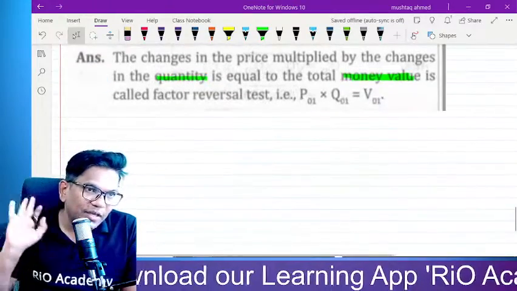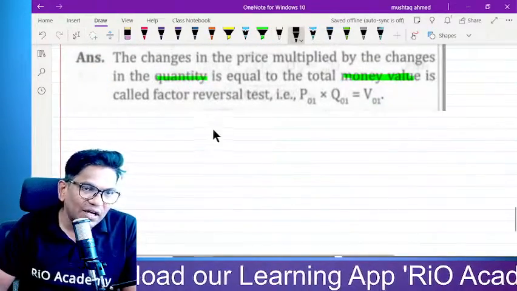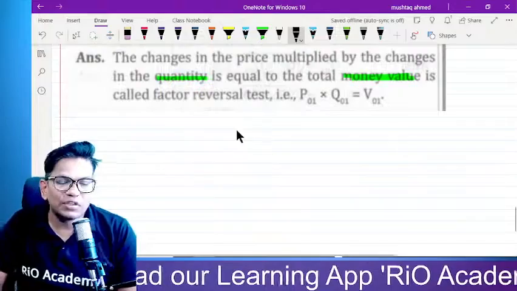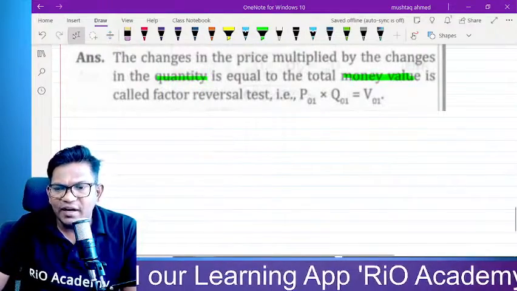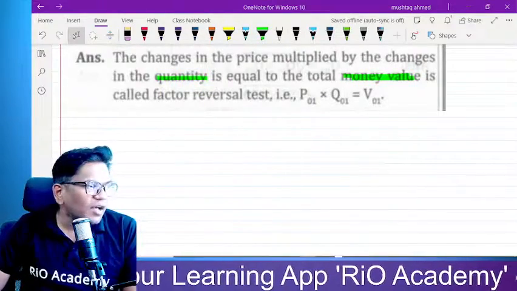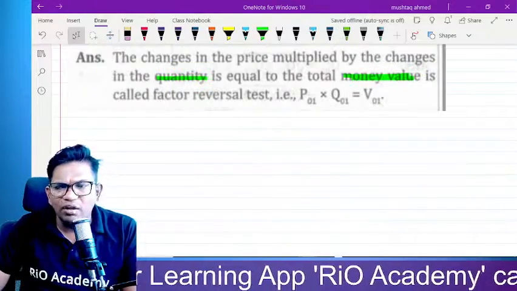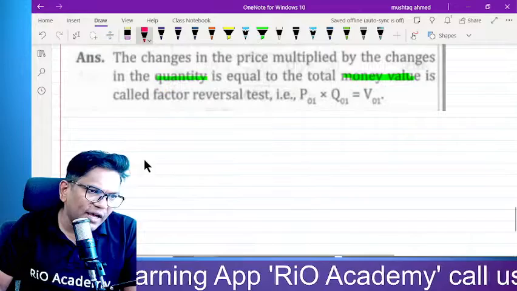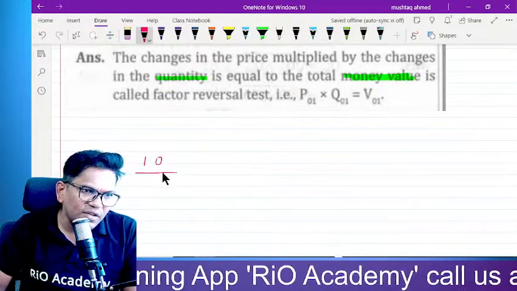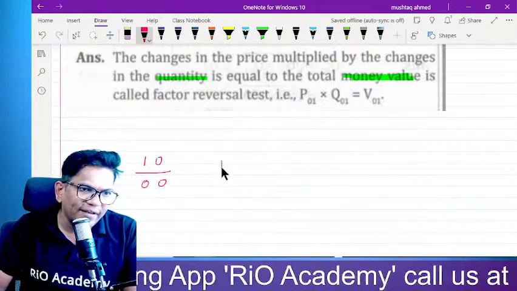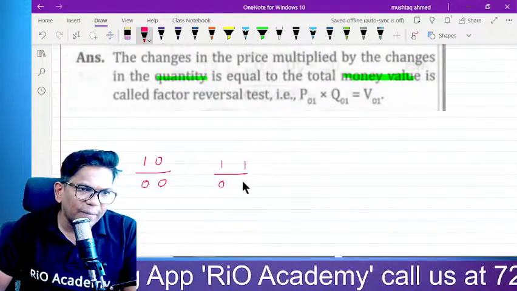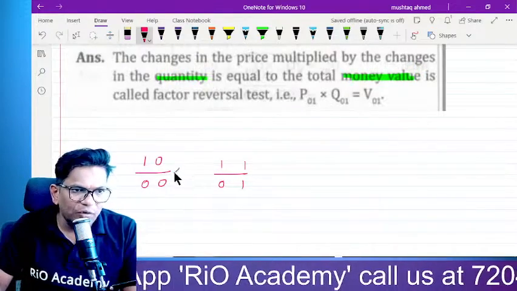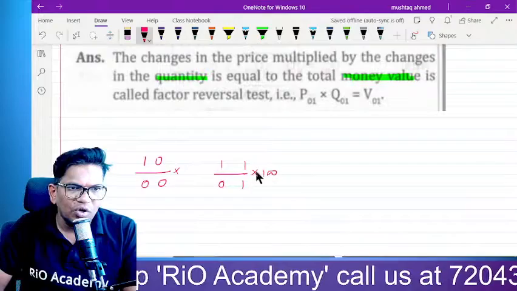Remember one thing. This is the trick I use for all the classes, even now. For TRD, FRD, everything, we are going to focus on this: 10, 00, 11, 01, and to that we are going to multiply by 100. Always.